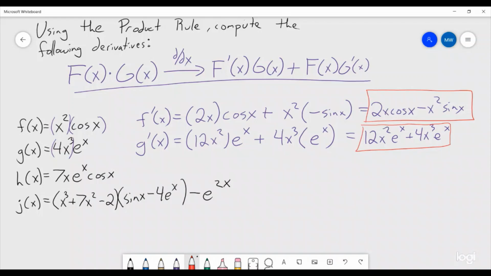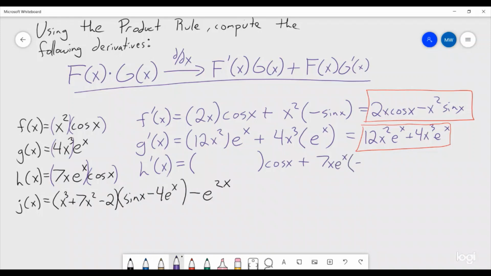Okay. The next one's a little bit trickier. So we need to figure out what is h prime of x. Well, we have to split this up into two pieces. So we kind of have to decide how do we want to split this. So maybe we'll have this as one function, and then we'll have cosine of x as our second function. So this is going to be the derivative of our first function times our second function, so times cosine x, plus our first function, 7x e to the x, times the derivative of our second function.